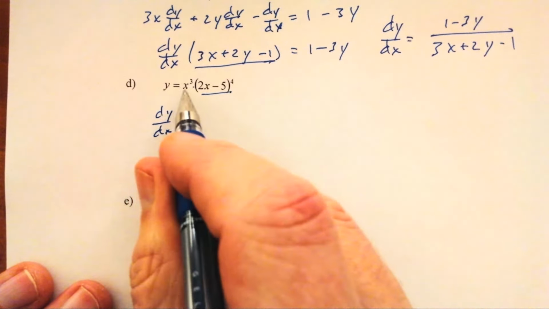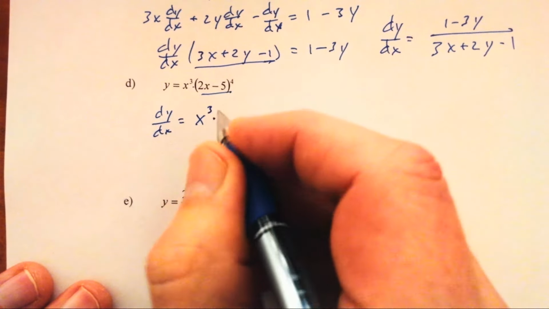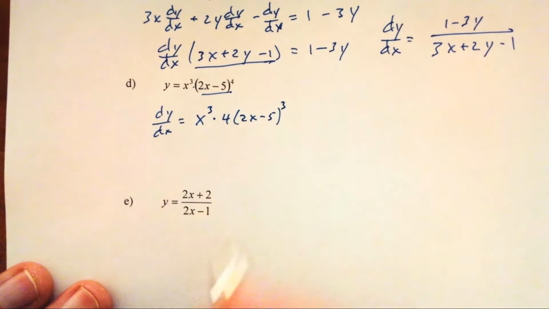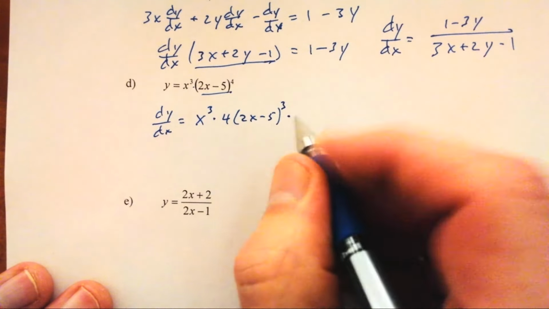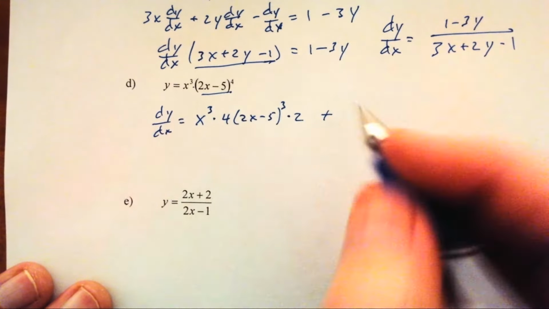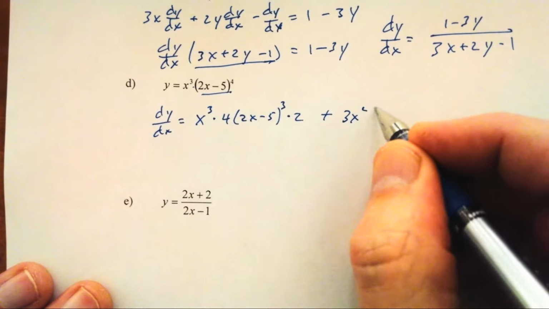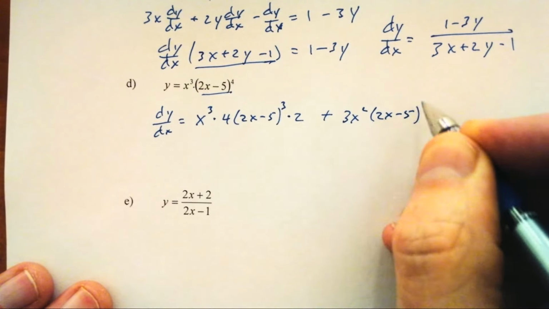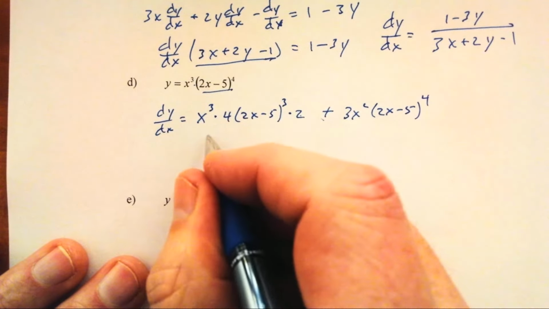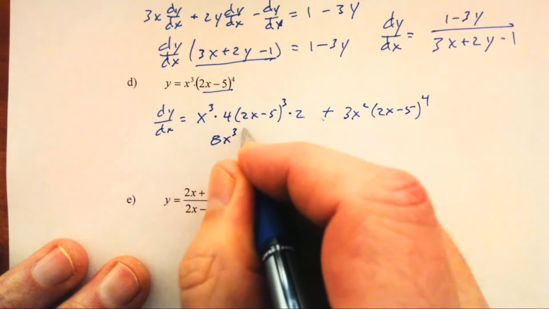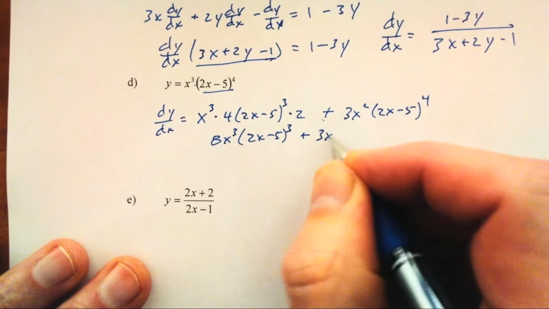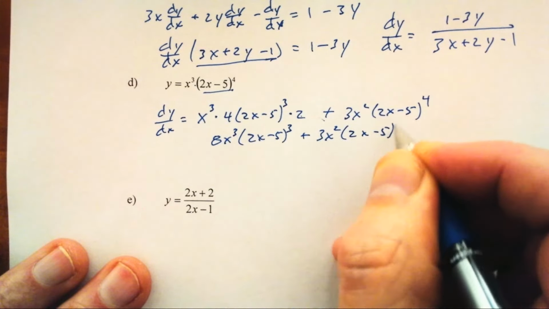Let's see what happens. First, times derivative of second, 4, leave the baby function alone to the third, treat the baby, derivative of 2x minus 5, 2, plus derivative of first, 3x squared, leave the second alone, 2x minus 5 to the fourth. And now we're going to factor that. Before I do that, I'm going to write 4 times 2 as 8x cubed, (2x minus 5) cubed, plus, nothing to simplify here, 3x squared, (2x minus 5) to the fourth.